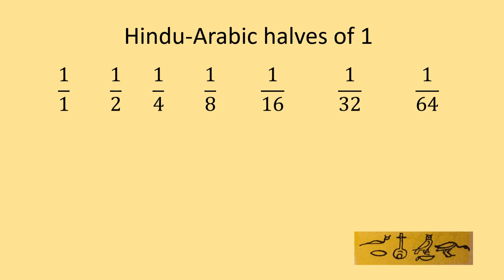So another way to look at this is if I start off with 1, or 1 over 1, which is 1, and take subsequent halves. The first half of 1 is 1/2, half of a half is 1/4, half of 1/4 is 1/8, half of 1/8 is 1/16, half of 1/16 is 1/32, and half of 1/32 is 1/64. There are some interesting relationships here, and these are called unit fractions.